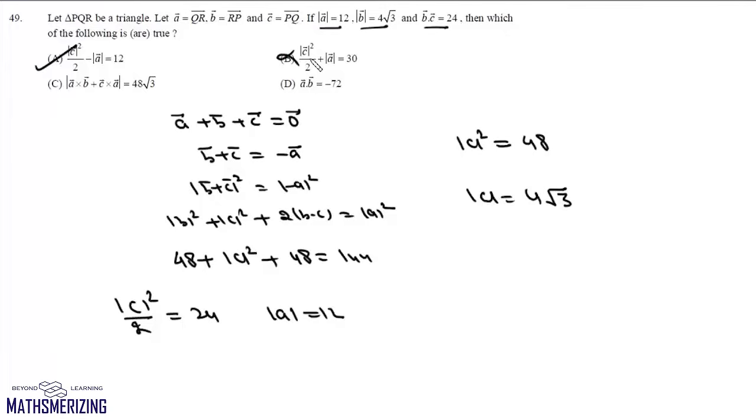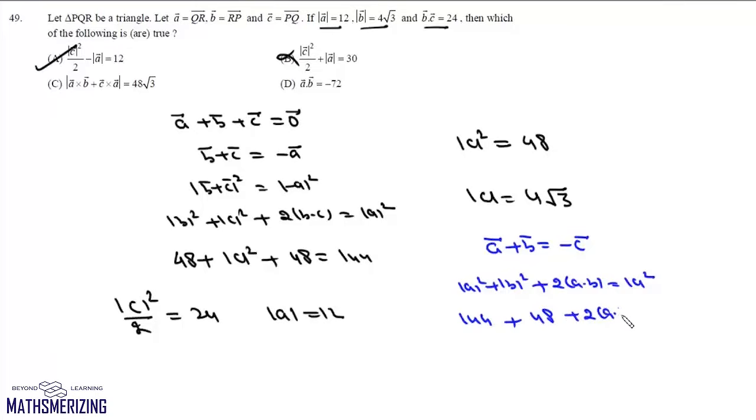Now we need to find the value of A dot B. For A dot B, we'll write this as A plus B equals minus C. Now we again take mod and square, we'll write mod of A square plus mod of B square plus 2 times A dot B. It is equal to mod of C square. Now mod of A square is 144, mod of B square is 48 plus 2 times A dot B, and it is equal to mod of C square, which again is 48. So from here we'll get the value of A dot B as minus 72, and that's your option D.